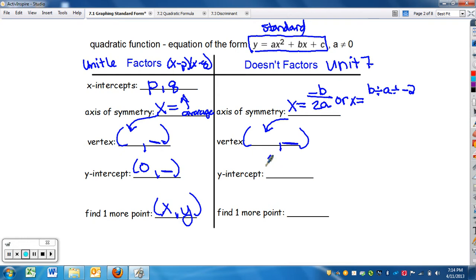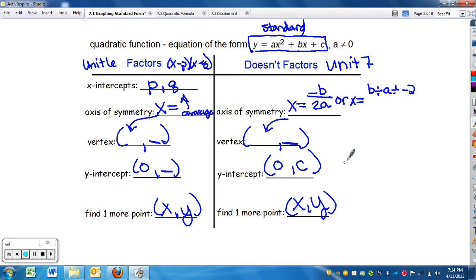Also from the activity, we learned something very interesting about the y-intercept when it's in standard form. It always turned out to be (0, c). Now, this only happens in standard form, where we have the c, that the y-intercept is going to be (0, c). It does not happen in factor form because we don't recognize our c. And then to find one more point, we just find an x value close to what we were given, and then y.